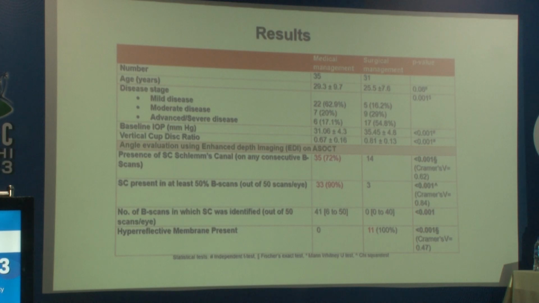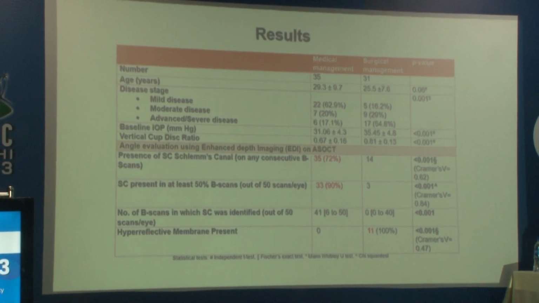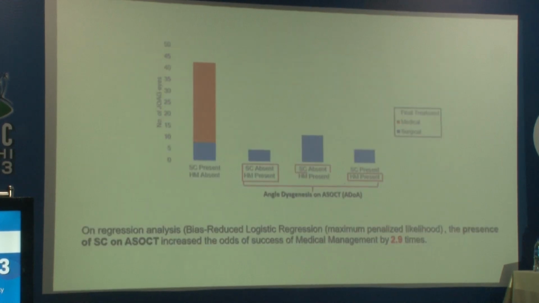When Schlemm's canal was identified on any 2 consecutive B scans, 72% of the eyes showed success on medical management. When we quantified it as presence of Schlemm's canal on more than 50% of B scans, 90% of these eyes showed success on medical management. All the 11 eyes in which hyperreflective membrane was present showed failure. So this graph shows that eyes which had angle dysgenesis in any form, either absence of Schlemm's canal and/or presence of hyperreflective membrane, needed to undergo surgical management.